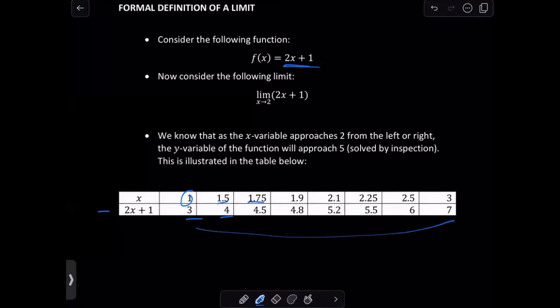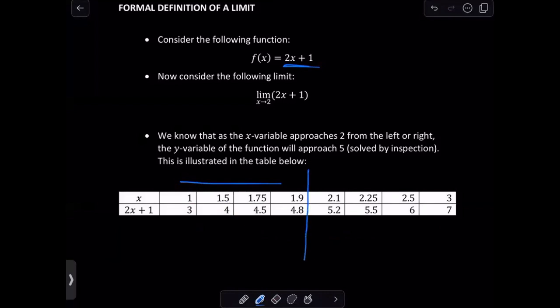Just take a minute to look at these y values and notice their pattern. As we approach 2, which is somewhere in the center, remember, since we're considering limits, I'm not concerned about the value at 2. I'm concerned about approaching 2 and checking what the limit is. So we are going to approach 2 from the left. Your x values are going to approach 2. Look at your y values: 3, 4, 4.5, 4.8. It looks like they are approaching 5.